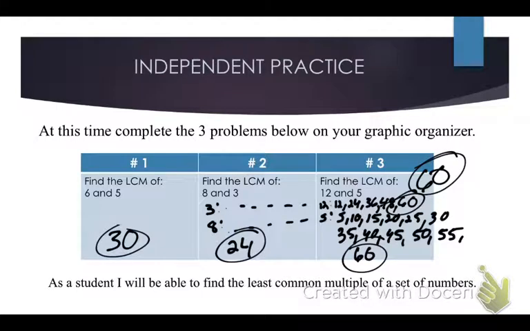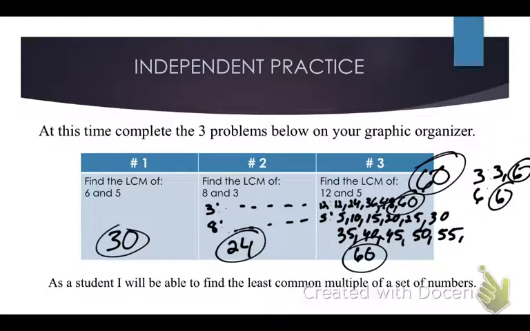Now, please beware, do not just simply multiply the 2 of them together. If you multiply the 2 of them together, sometimes you will miss one. I'm going to give you a very perfect example. Say you have 3 and 6. If you multiplied them together, you would get 18. But look closely. 3, 6, 6. Hey, look, our least common multiple is actually 6. Do not make that mistake.